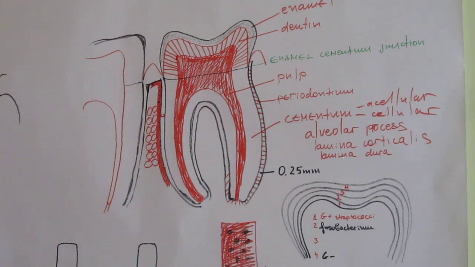Also there is blood supply from the bone, subperiosteal, and also subepithelium from the gingiva. There are plexus subperiosteal and plexus subepithelium.